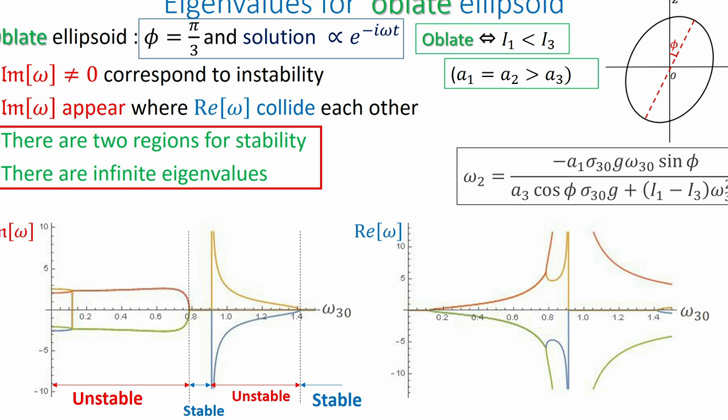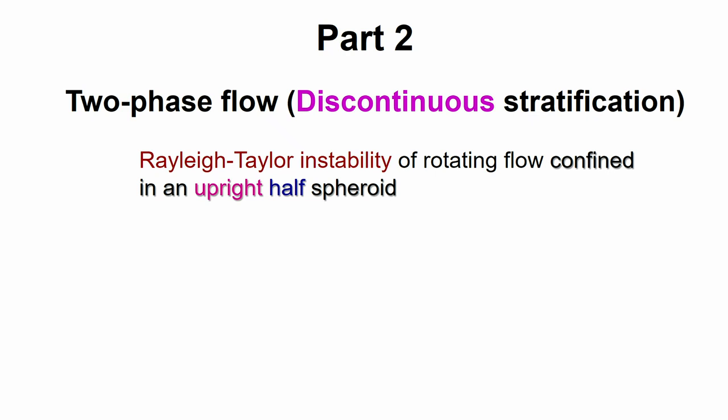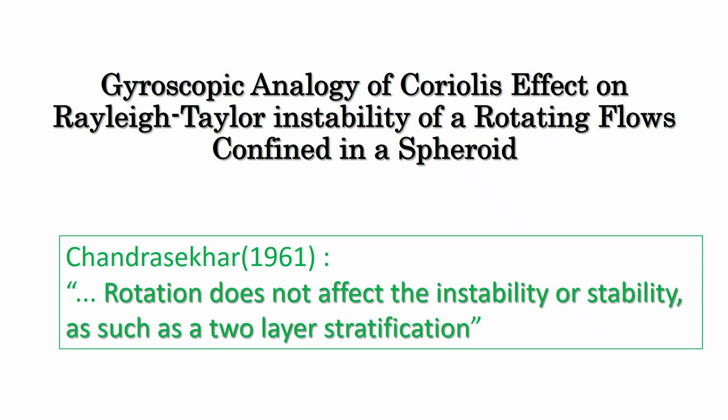And by gaining insight into the stabilizing mechanism by the analogy with the top or gyroscopic effect, you can consider two-phase flows, Rayleigh-Taylor instabilities, just a simple upright spheroid. And there is an idea that rotation doesn't affect instability because this is unrelated with energies. But actually, this gyroscopic effect has a pronounced influence on the stabilization.